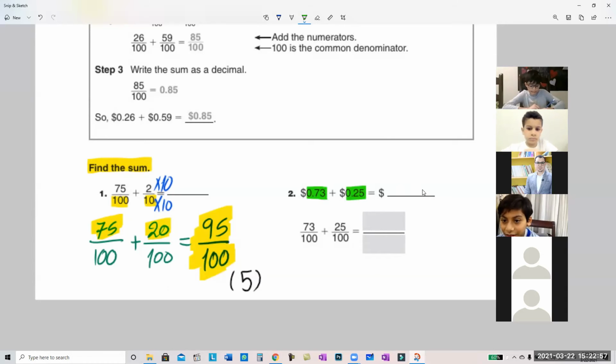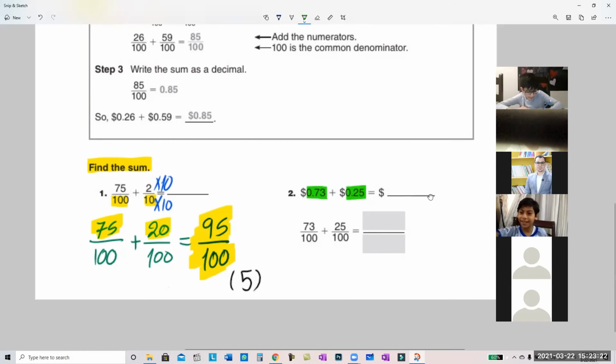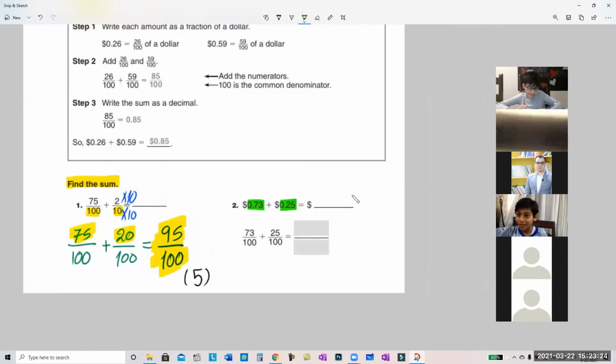Firstly, we can add them directly as decimals. And the second way, we can convert them into fraction form and then add them. And then after you add them, you have to convert it back to decimal, because he asked you to give the answer as a decimal here. Let me try the first way. I'm gonna add it as decimals directly.